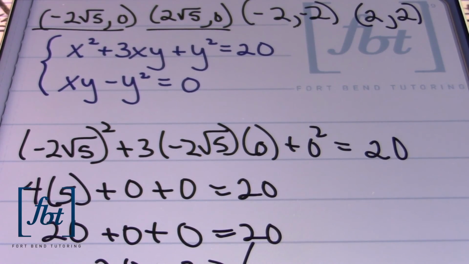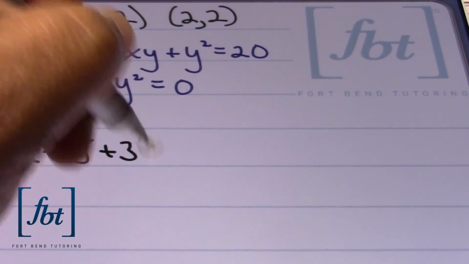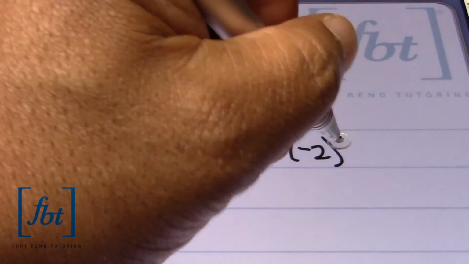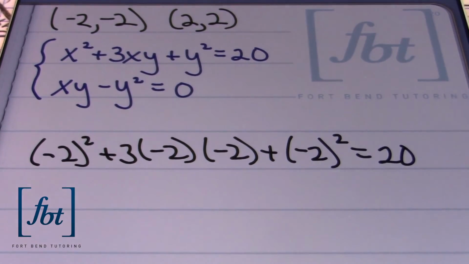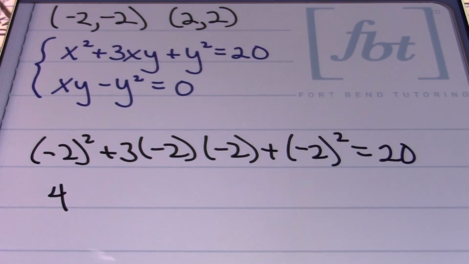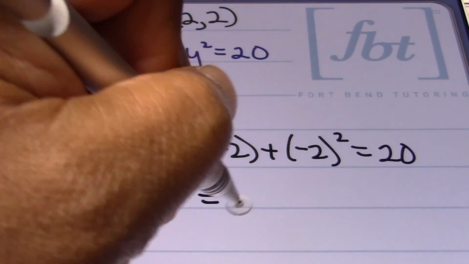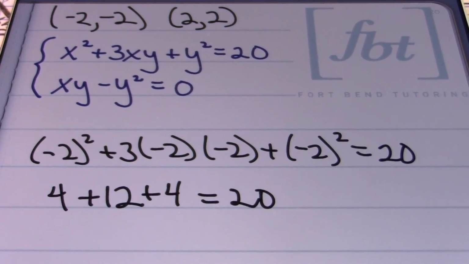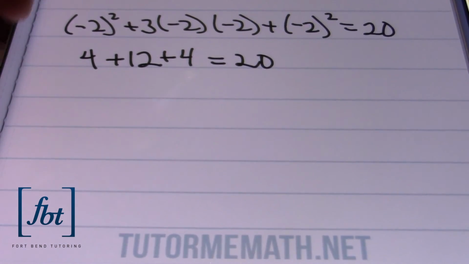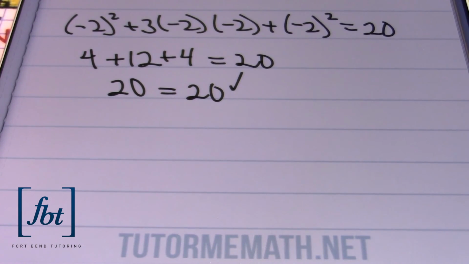So the first point and the second point work just fine. Now let's check out the last 2 points. With our last 2 points, we have negative 2 squared plus 3 times negative 2 times negative 2 plus negative 2 squared, and this should equal 20. So we know that negative 2 squared is 4, and then 3 times negative 2 times negative 2 will give you positive 12 plus 4, and this should equal 20. Well, 4 plus 12 is 16, and then 16 plus 4 will give you 20. So that means that the first equation gives us a true statement, so that works just fine.